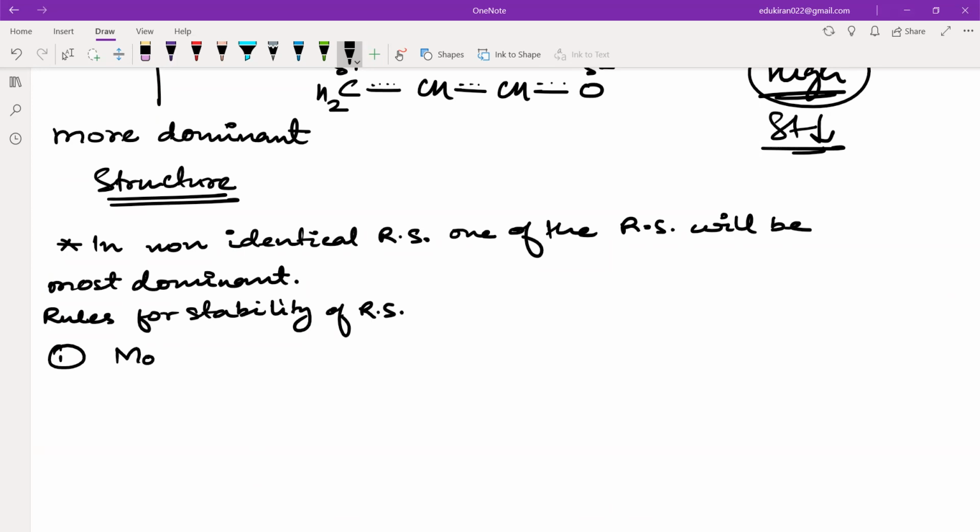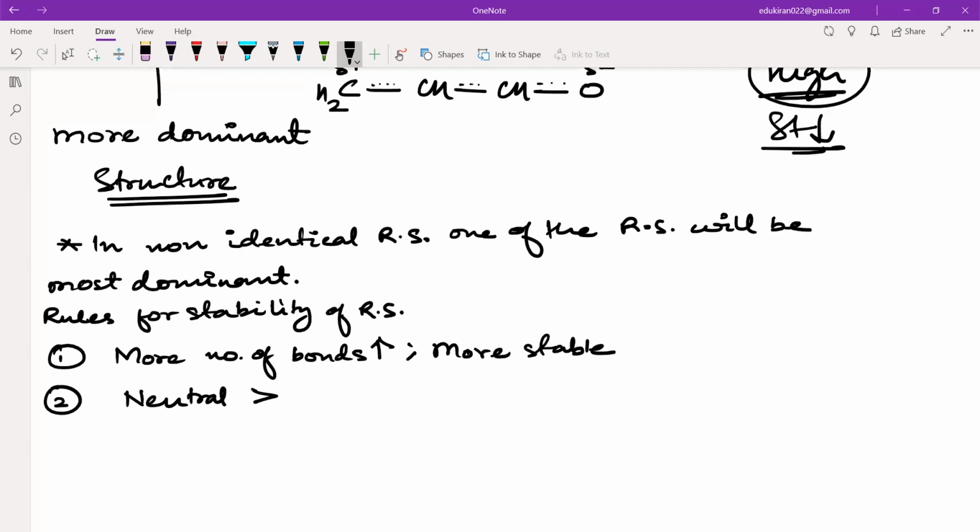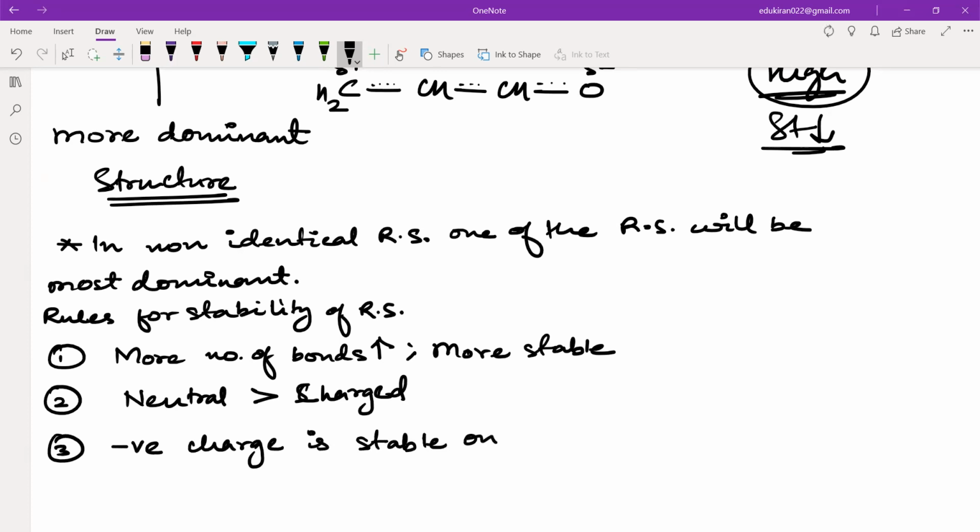So the first rule is, if you have more number of bonds, more stability. Okay, that structure will be more stable. Then, neutral is more stable than charged. Okay, neutral is more stable than charged. Right. The third point, negative charge is stable on electronegative element.